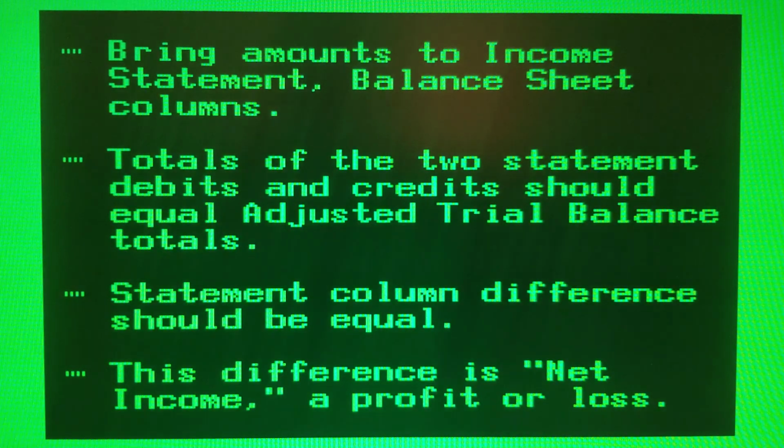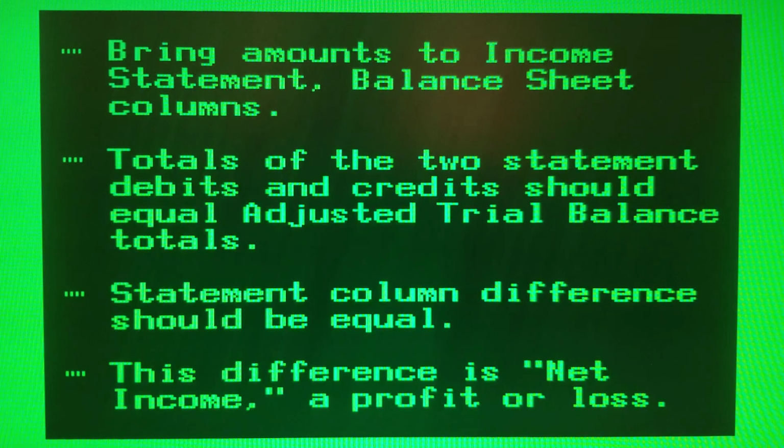As soon as the appropriate amounts have been brought over to the respective income statement and balance sheet columns from the adjusted trial balance, the total debits in the income statement plus the balance sheet debits should of course equal the adjusted trial balance debits, where they came from, and likewise the credits.